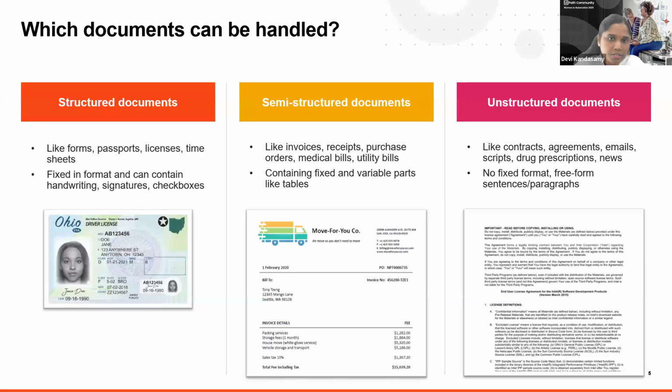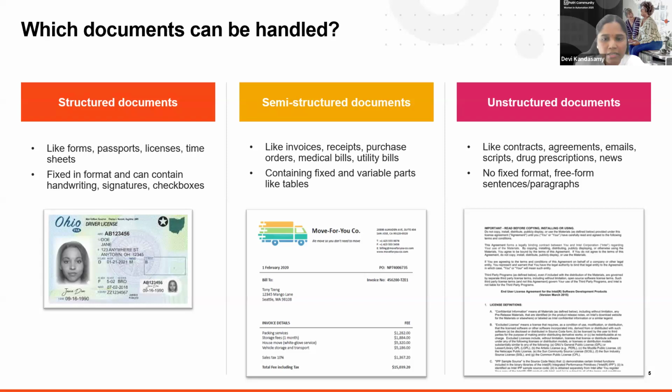When we talk about semi-structured documents, they contain some layout, but there are some variations in the field positions. Documents such as invoices, receipts, and purchase orders fall under the semi-structured category. When we talk about unstructured documents, they are free-form documents without any layout, and documents such as contracts, agreements, and email scripts fall under this category.